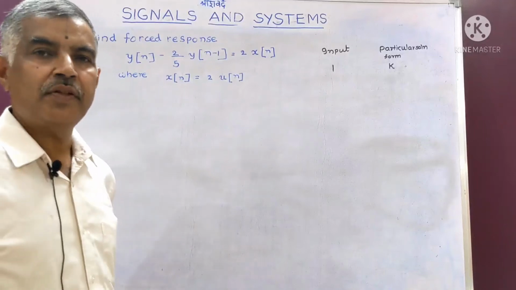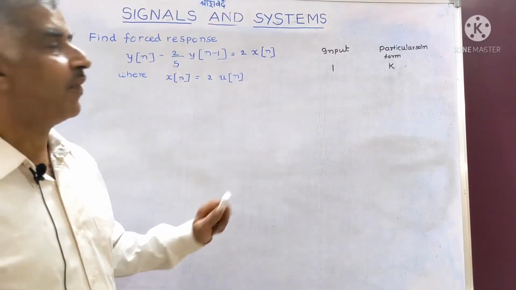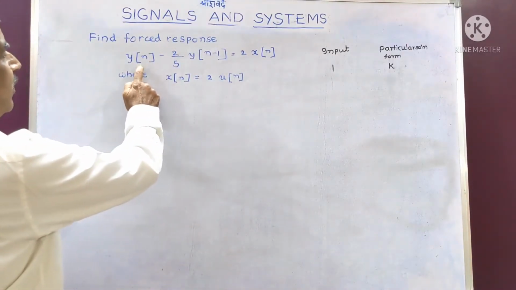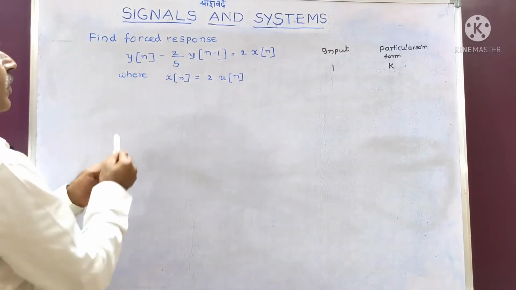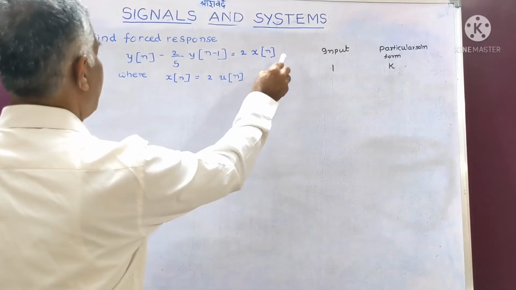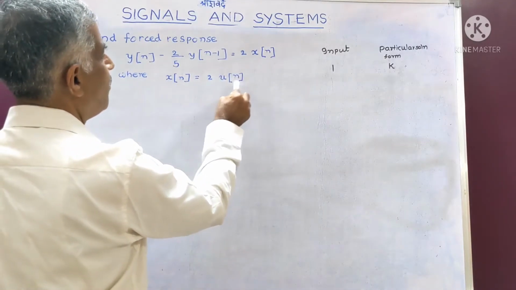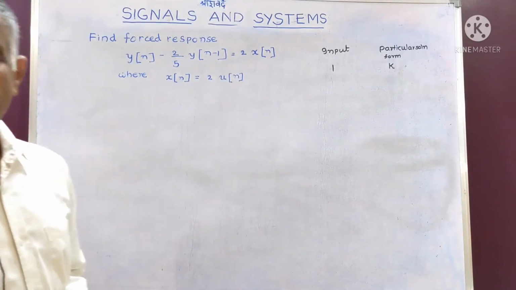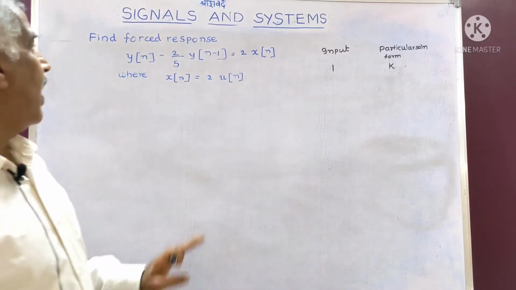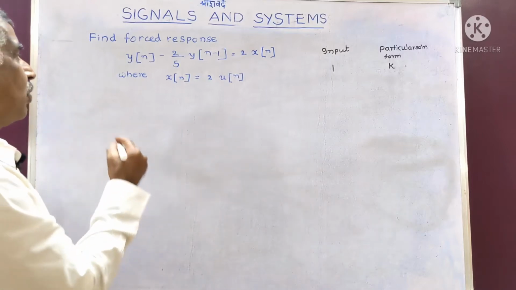Now I will continue with forced response for difference equations. Find the forced response given y of n minus 2 by 5 y of n minus 1 equal to 2x of n, where x of n is equal to 2 times u of n. First I will find the natural response, because at the time of writing the forced response, I require the natural response.